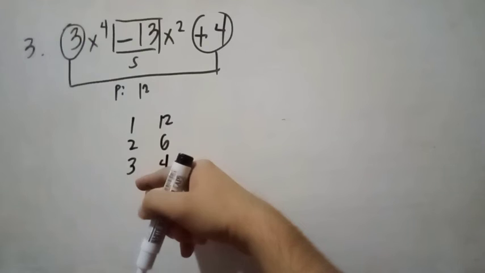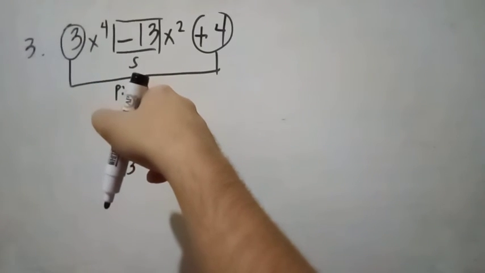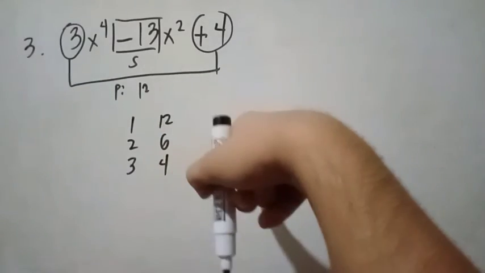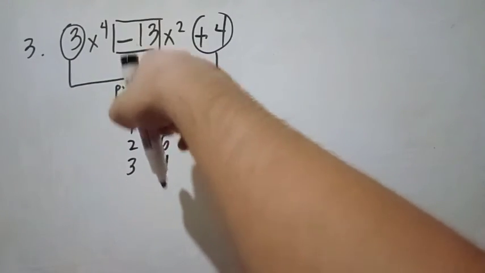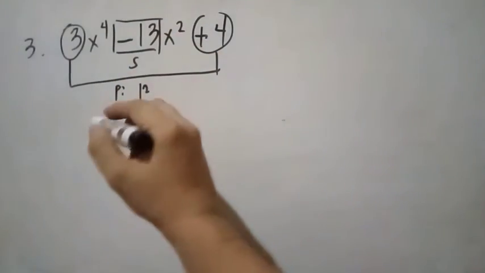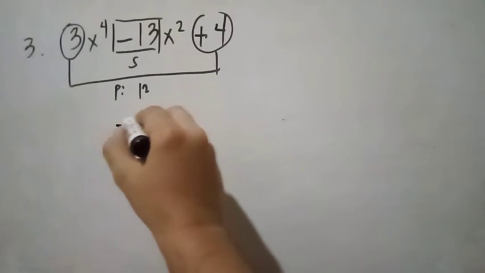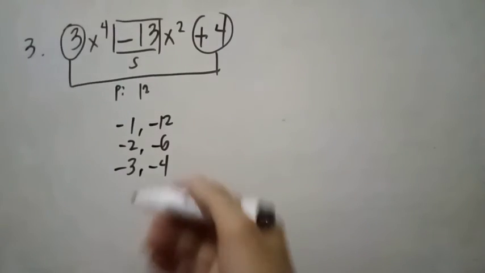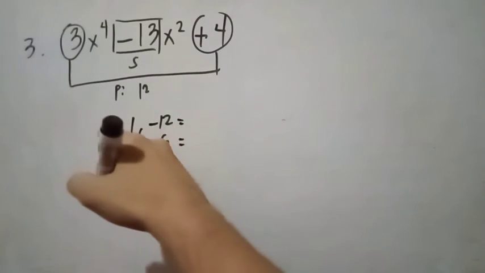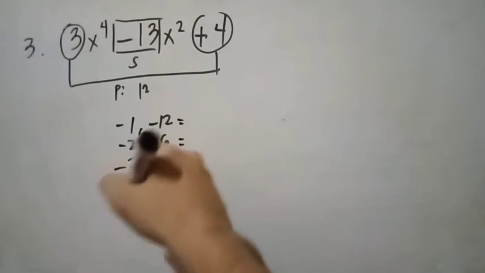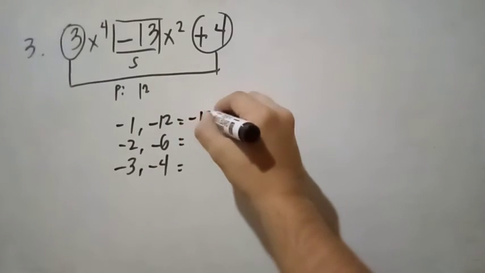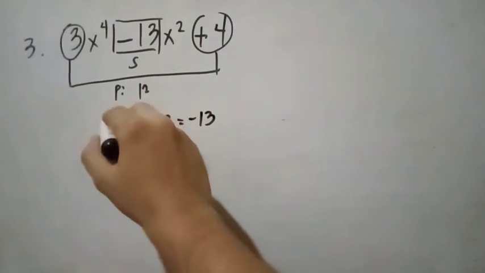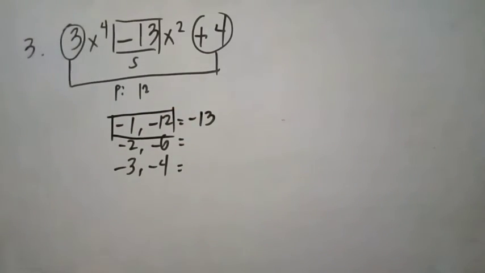Tapos, ganito. Dahil positive yung product, plus dapat yung sign. Positive, positive or negative, negative. Kaya lang, yung sum nila is negative. So, yung sign ng bawat pairs ng numbers ay negative. Yan. And then, saka natin kunin yung sum ng bawat pair, no? So, we have negative 1 plus negative 12, negative 13. So, una pa lang, nag-equal siya dito. So, ito yung dalawang numbers na kailangan natin.